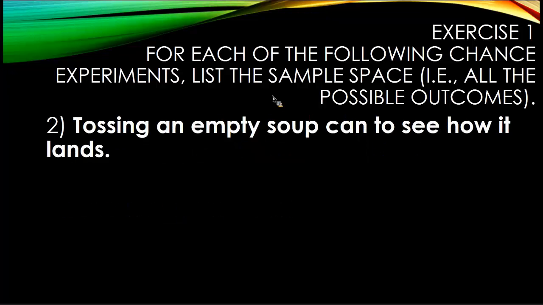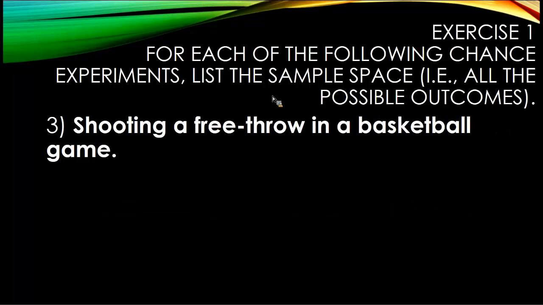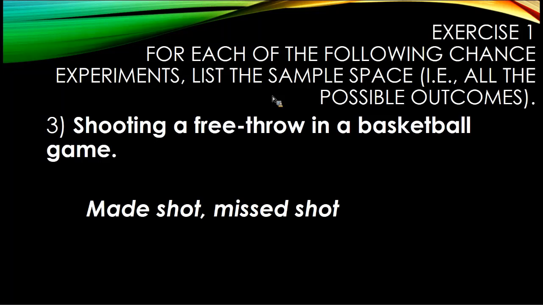Tossing an empty soup can to see how it lands. Right side up, upside down, or on its side. Those are the possible outcomes. Number 3, shooting a free throw in a basketball game. Well, there's only 2 possibilities. You either made the shot or you missed the shot. Those are the 2 possible outcomes.